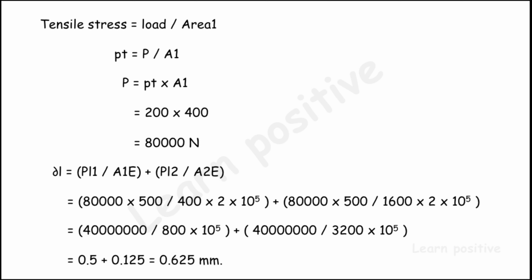We can also find this by a different method: find del 1 and del 2 separately, then add the two, the sum of del 1 and del 2 is the total del L. We can do it like that in the second method, and the result is elongation of bar del 1 equal to 0.25 mm.